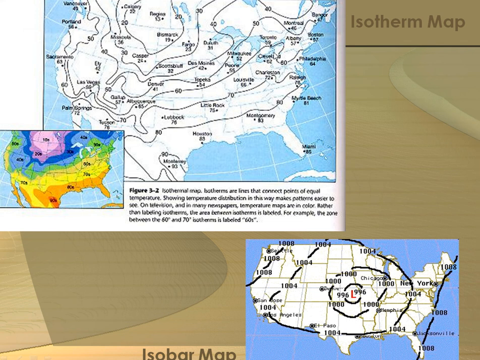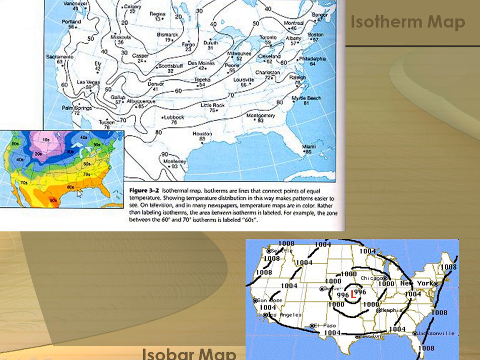Now, we can do maps with other information as well. This one, actually these two, are two versions of an isotherm map. Therm means heat, so these are temperatures. These areas submitted their local temperatures, like Myrtle Beach, 81, and then someone drew contour lines, well, isotherm lines, to connect the points of equal temperature by the 10s, 60s, 70s, 80s.